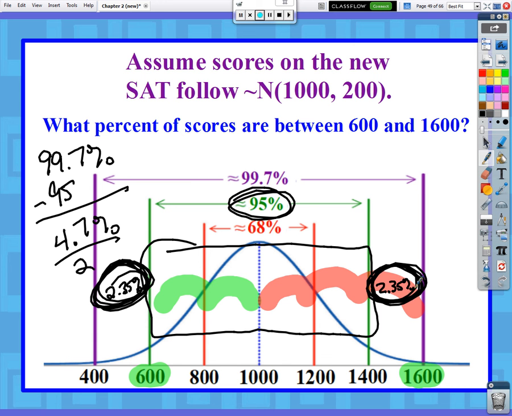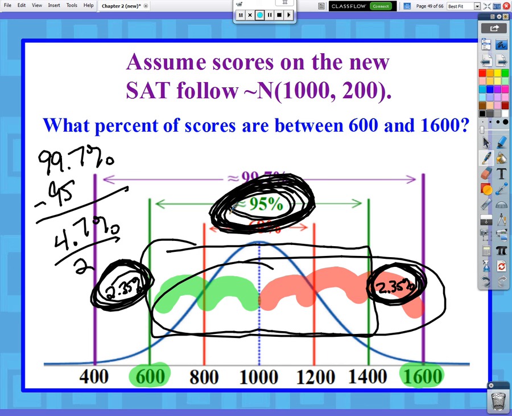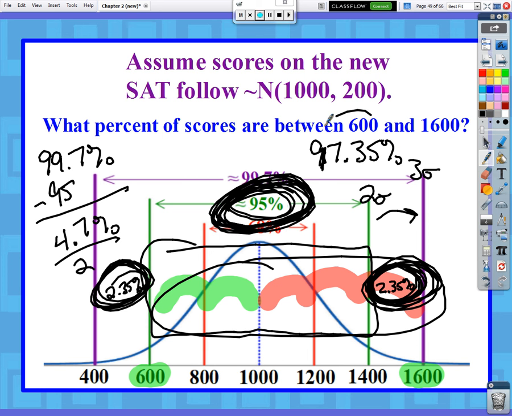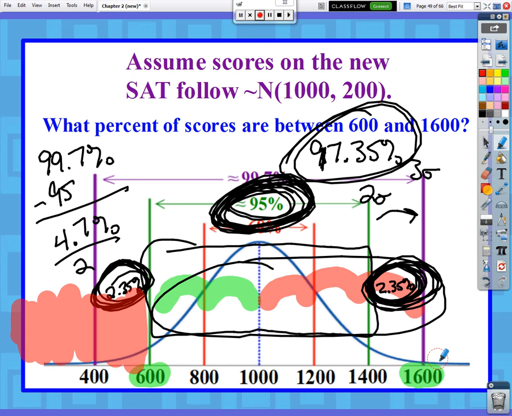2.35%. So now to get from 600 to 1600, we could say, well, there's the middle 95% for the 2 standard deviations, plus an extra 2.35 between the 2 and the 3 standard deviations. So 95 plus 2.35 makes 97.35%. Now, we also could have figured out how much area is there from 600 below to negative infinity, and how much is there above 3 standard deviations, and we could have subtracted out those two regions from the whole 100%, and that would still leave us with 97.35%.